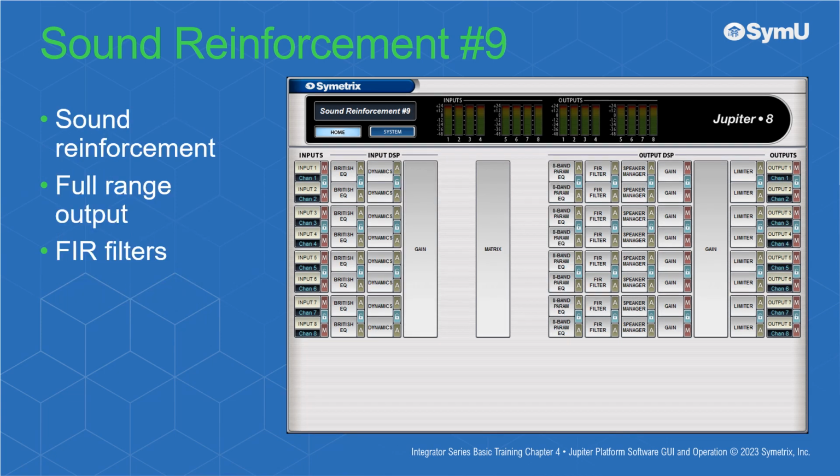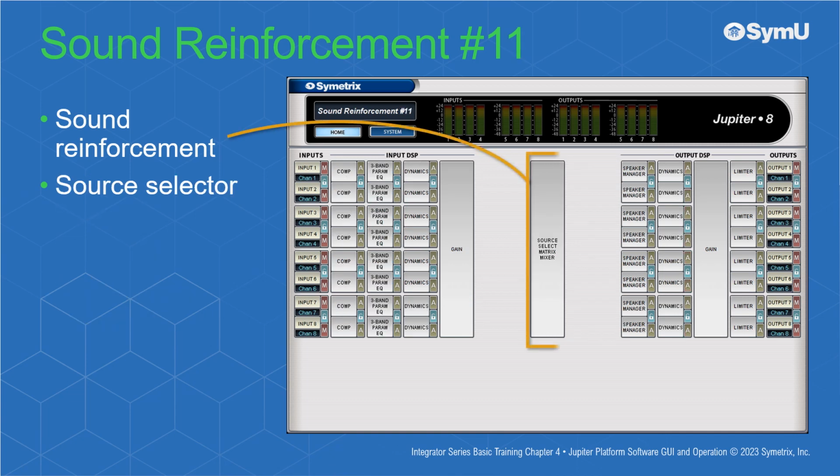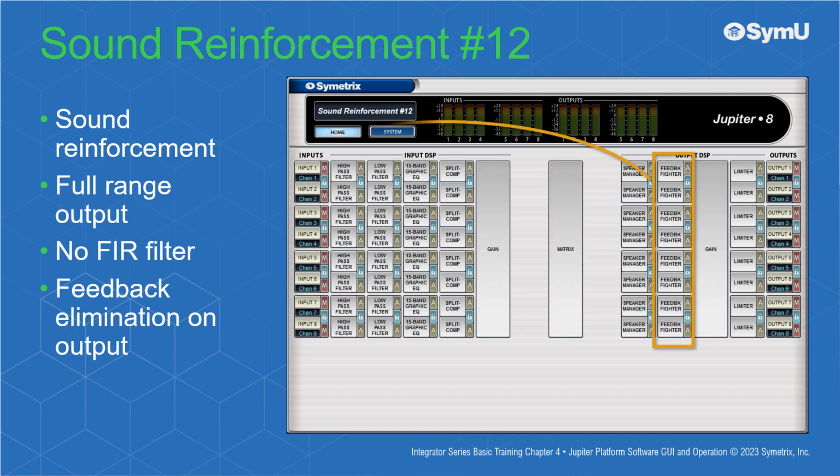Sound Reinforcement number 9 with full range output and FIR filters. Sound Reinforcement number 10 with full range output and FIR filters and gain sharing Automixer. Sound Reinforcement number 11 with source selector. Sound Reinforcement number 12 with full range output without FIR filter and with feedback elimination on the output.